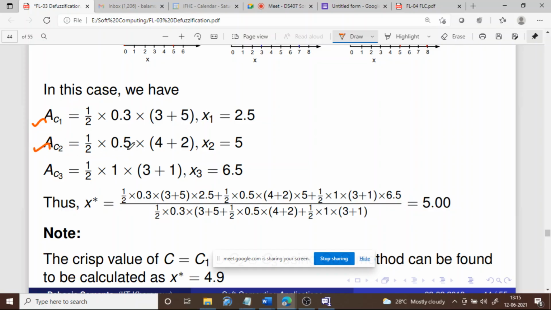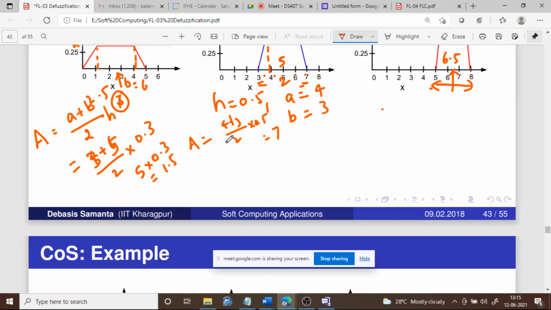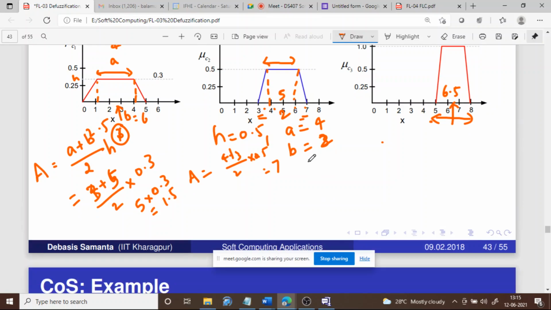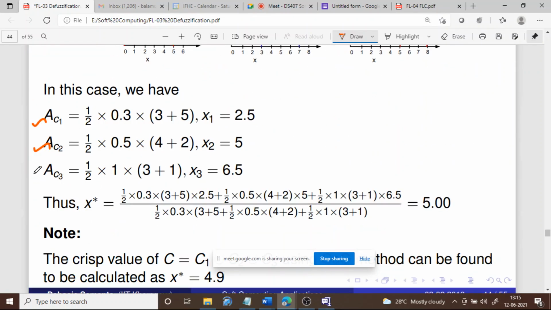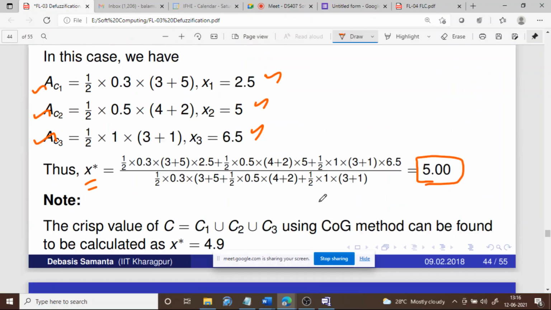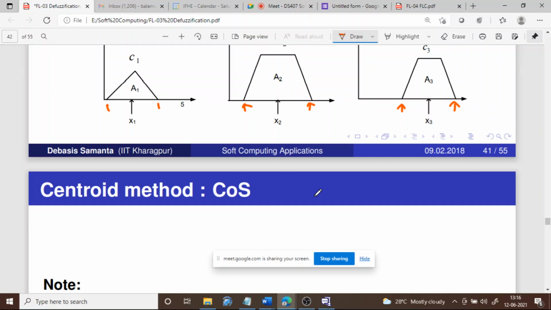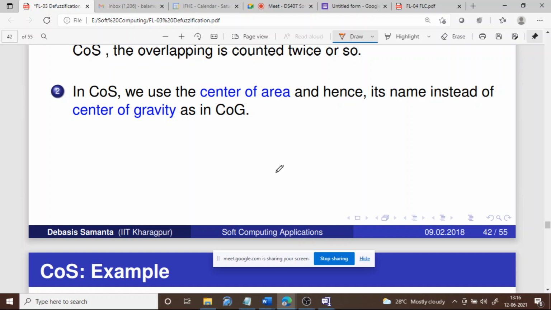Similarly, area of the second curve is half into 0.5 into (4 plus 2). So this is 4 and this is up to this only, so it is 2, right? Similarly, the area of the third curve. This is the midpoint for the first curve, 2.5, second it is 5, third it is 6.5, and then plug into this equation. Whatever value you get as a result is nothing but the crisp value. Calculating the crisp value by this method is called COS, the center of sum method. So this technique is called the center of sum.